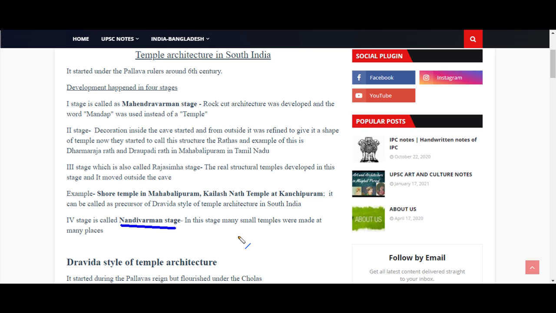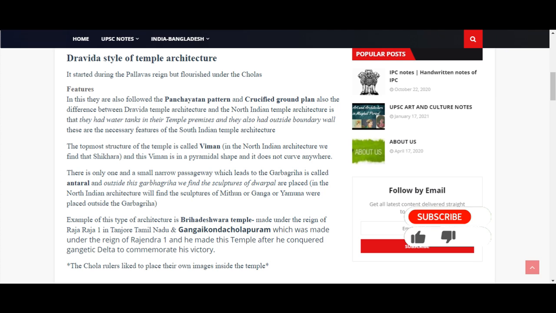Now we move ahead to the Dravid style of temple architecture. This is very important, guys, from the point of view of the examination, so please pay attention. In this style they also use the Panchayatan pattern. As we have already discussed in the temple architecture of northern India, they also used the Panchayatan style in the Nagara style. I will also put the link of the video on the temple architecture in the Nagara style in the I button above, so you can check that video out, and after that come back to this video so that you will better understand this topic.